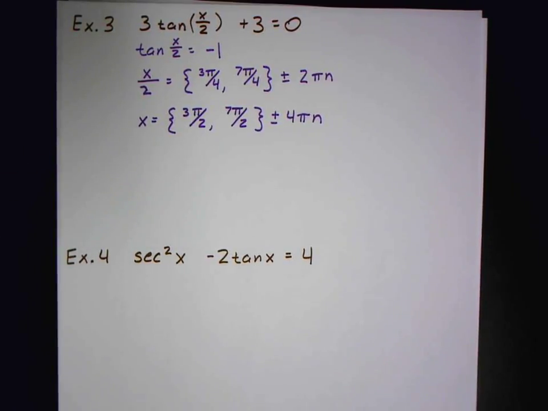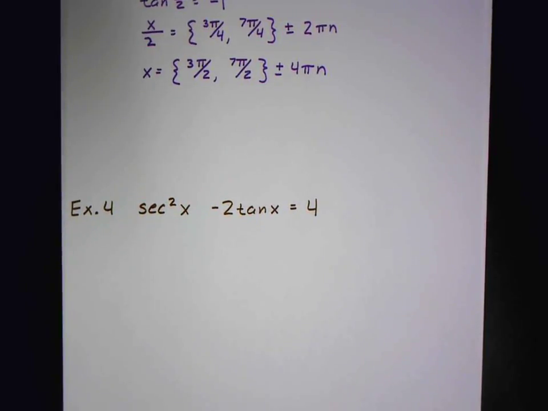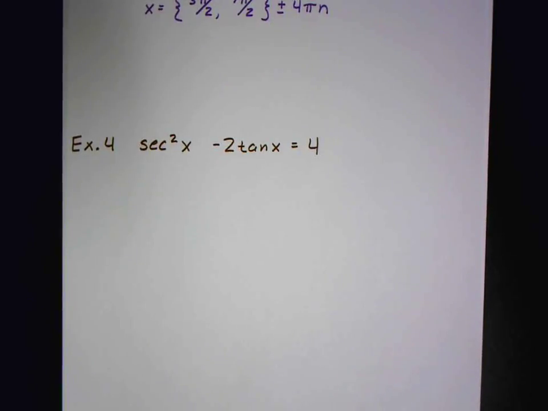Okay, the last one's not even a multiple angle. Well, you'll see. Okay. So to start with, I have 2 trig functions, so what do I need to do? Pythagorean. Secant squared is what?